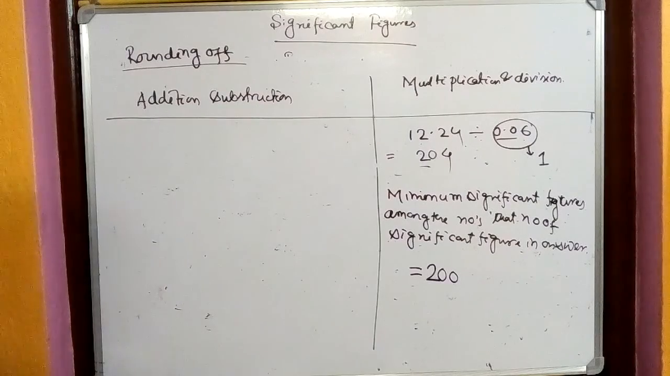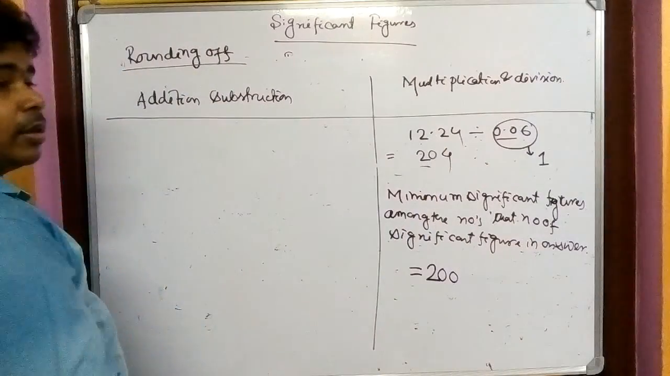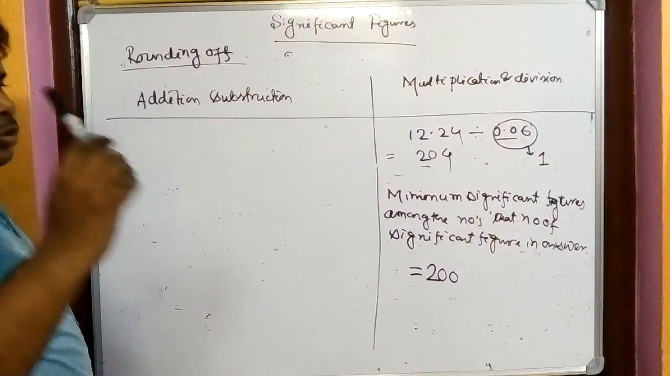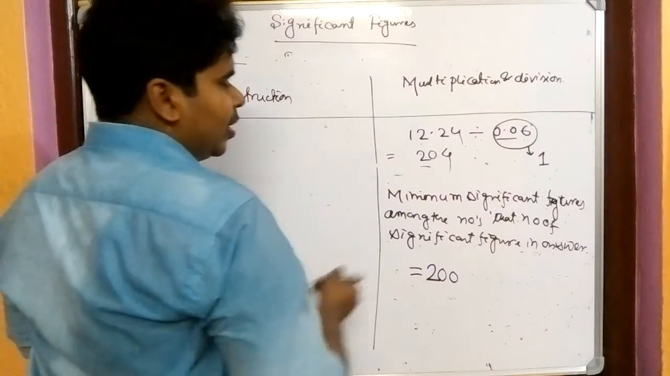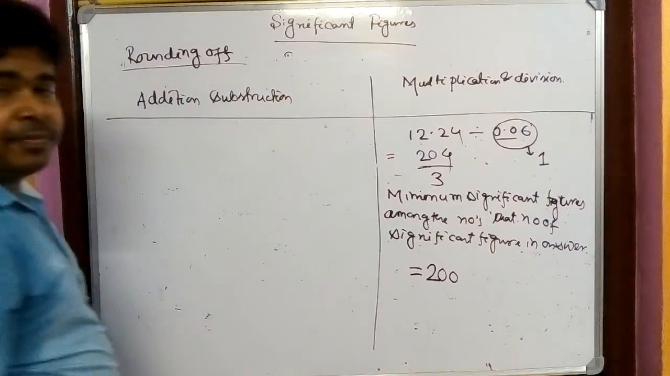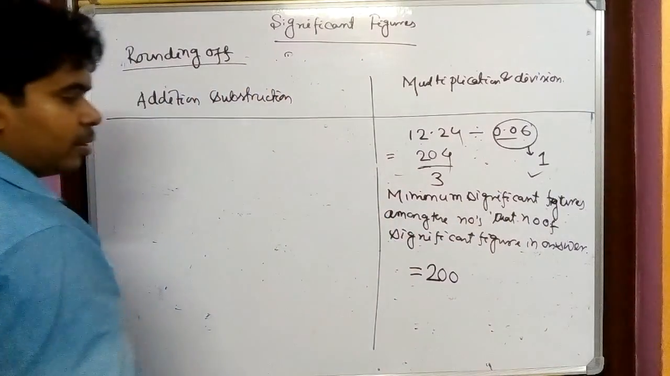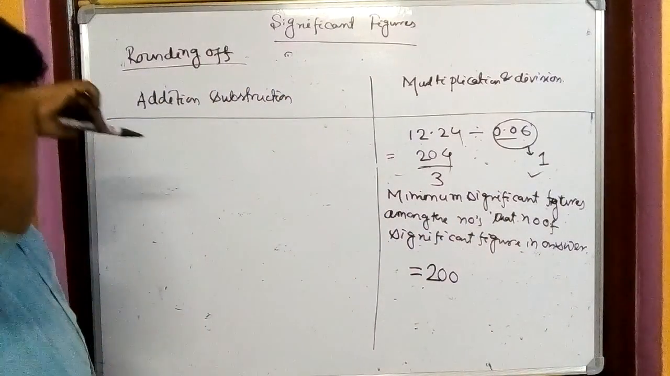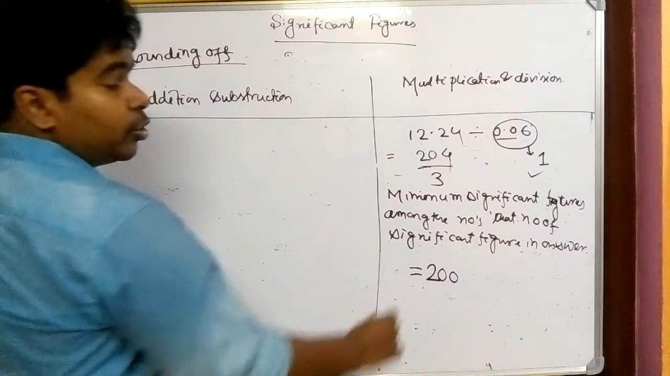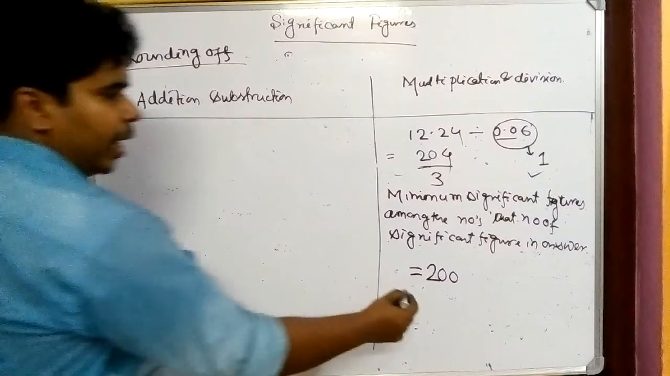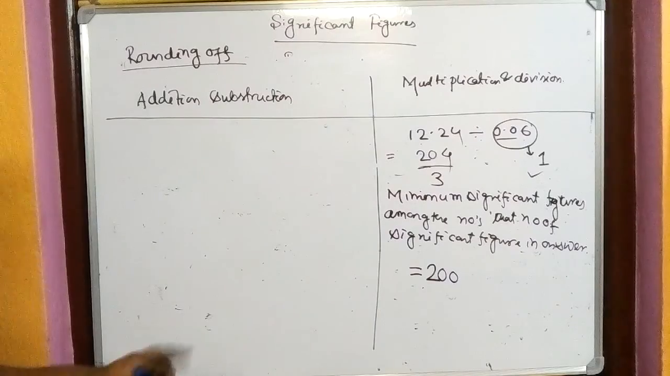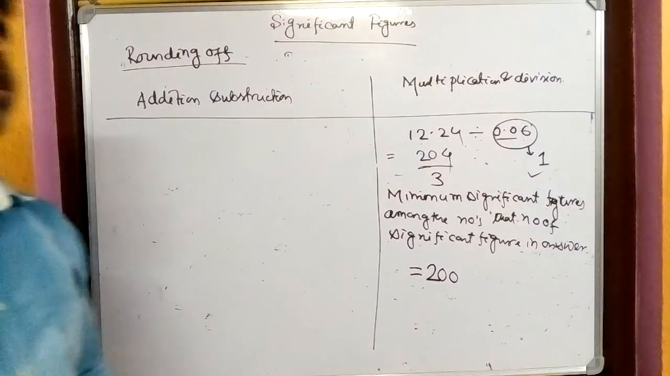Okay, you might be thinking that it is wrong. So why will it be 200? It will be 204? No, in 204 there are 3 significant figures, but we have to take a number where there is one significant figure. So it is 2, and you might be thinking the answer of 204 shouldn't be 2. So there should be another 2 zeros you have to give, and the answer should be 200.